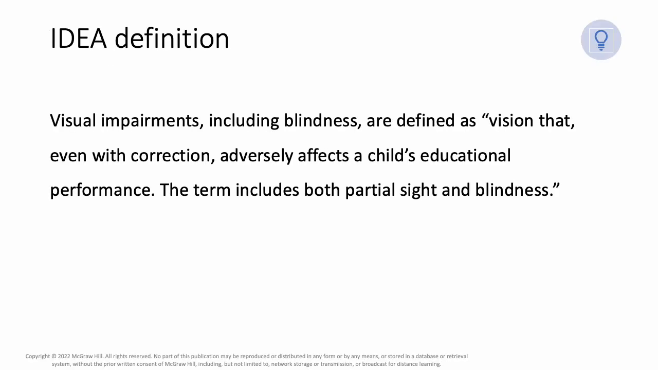IDEA defines visual impairments, including blindness, as vision that, even with correction, adversely affects a child's educational performance. The term includes both partial sight and blindness. IDEA emphasizes visual impairment that adversely affects educational performance. From an academic perspective, it is emphasized how individuals with vision loss use their vision.